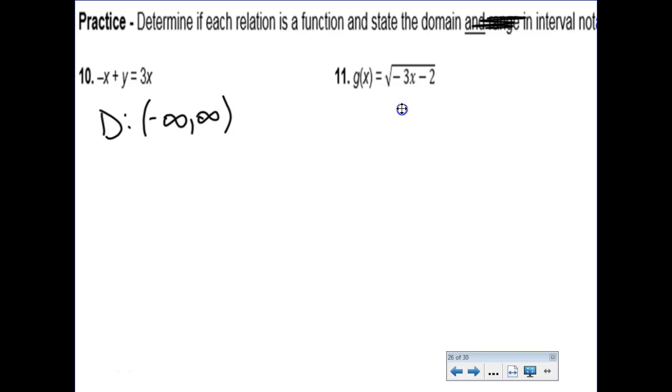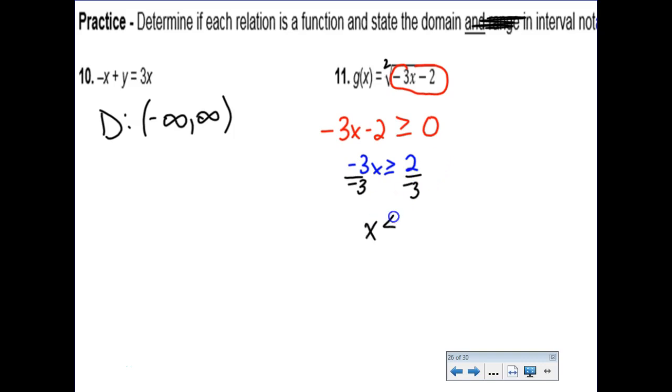Uh-oh, number 11. Do you see a radical? Yeah. Is it even? Yeah, because this is like a square root, right? So what we have to do is you take your algebra inside the radical, and you tell me that it has to be greater than or equal to 0. And then you solve it. So pull out your Algebra 1 brains. We're going to add the 2. And then what happens when you divide by a negative 3 here, guys? It flips. Yes, yes. So x must be now less than or equal to negative 2/3.